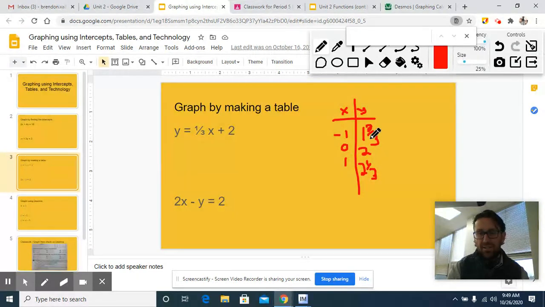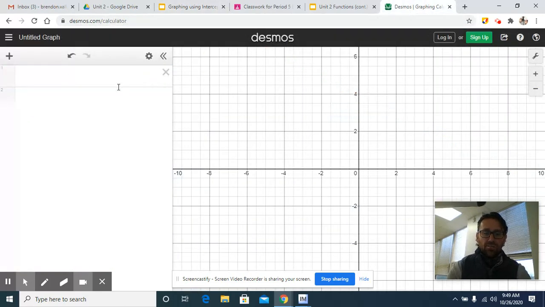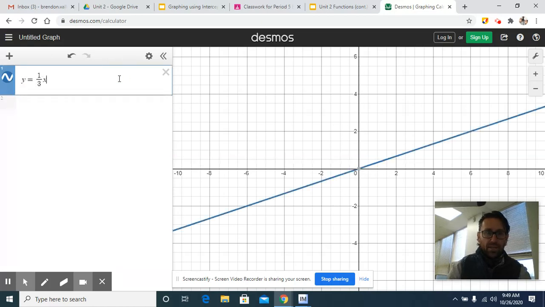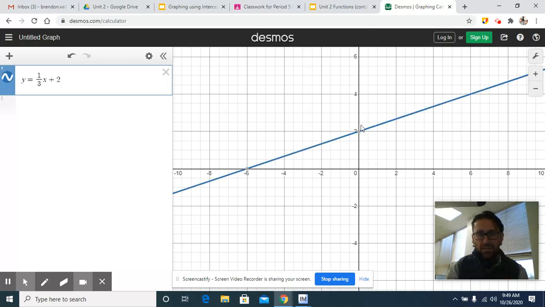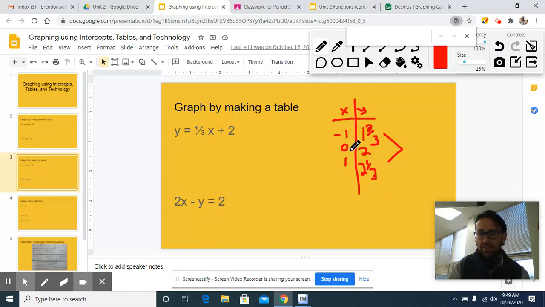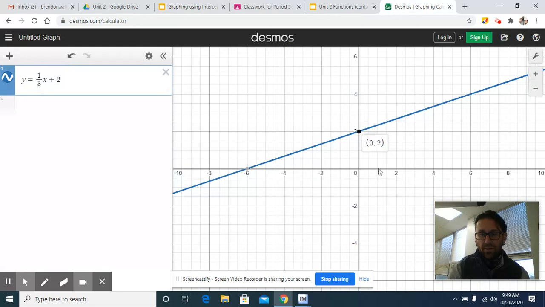Now, this one, neither of these points look nice to graph, so I might want to plug in another number to try and get my good points to graph. Nobody wants to graph 2 1/3 or 1 2/3. But then I could check my answer on Desmos. Y equals 1/3x plus 2. And again, you can see that point that we found, that 0, 2 right here. And 1, 2 1/3 is there. It's just not fun to graph, that one. Okay.